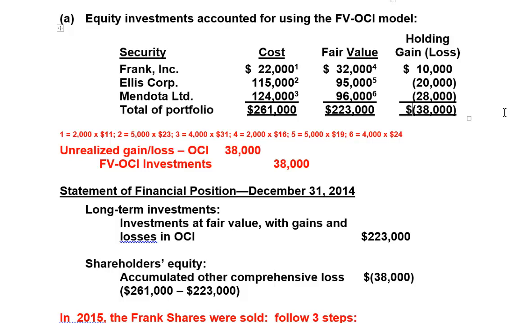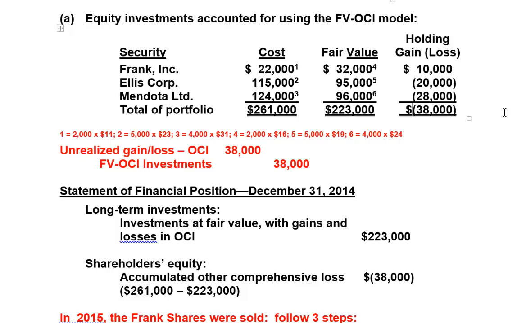Remember, we talked about this concept earlier. We said that whenever you wanted to calculate the AOCI balance in the shareholders' equity section of your statement of financial position or balance sheet, what you needed to do was look at the original cost of all of the investments that you currently have in that portfolio, and take the difference between that original cost and the fair value of the investments at the date you're doing the statement of financial position.